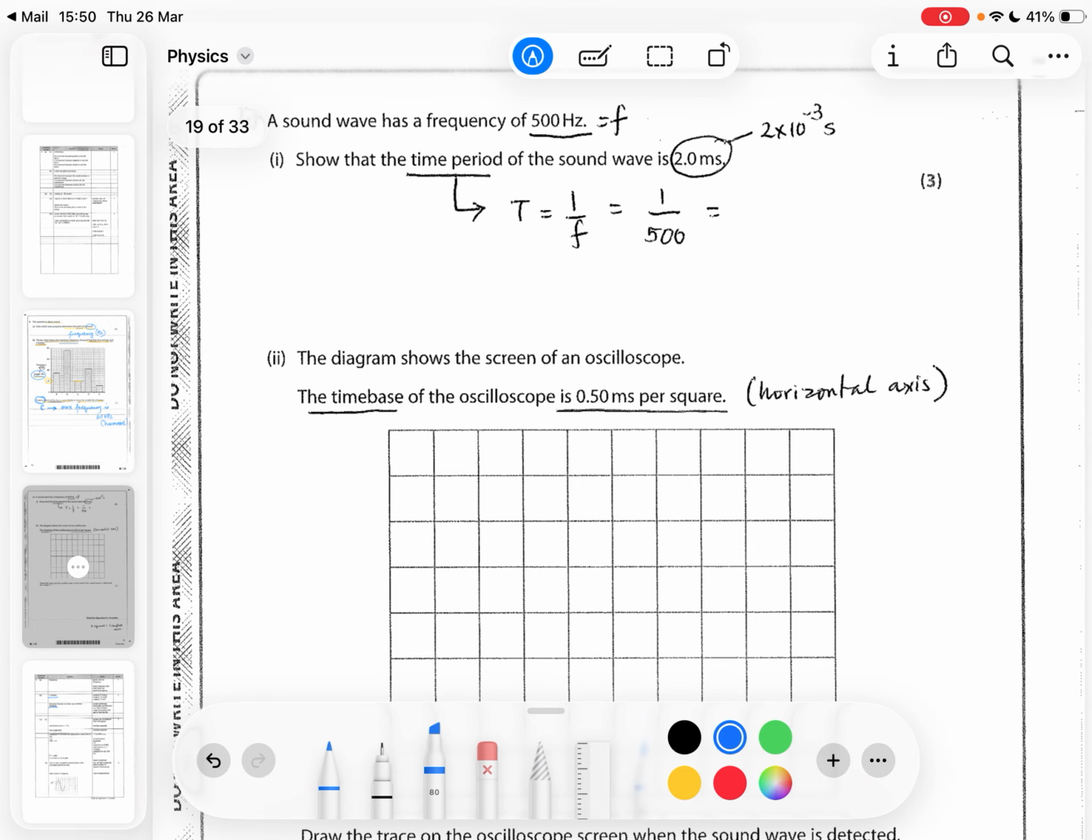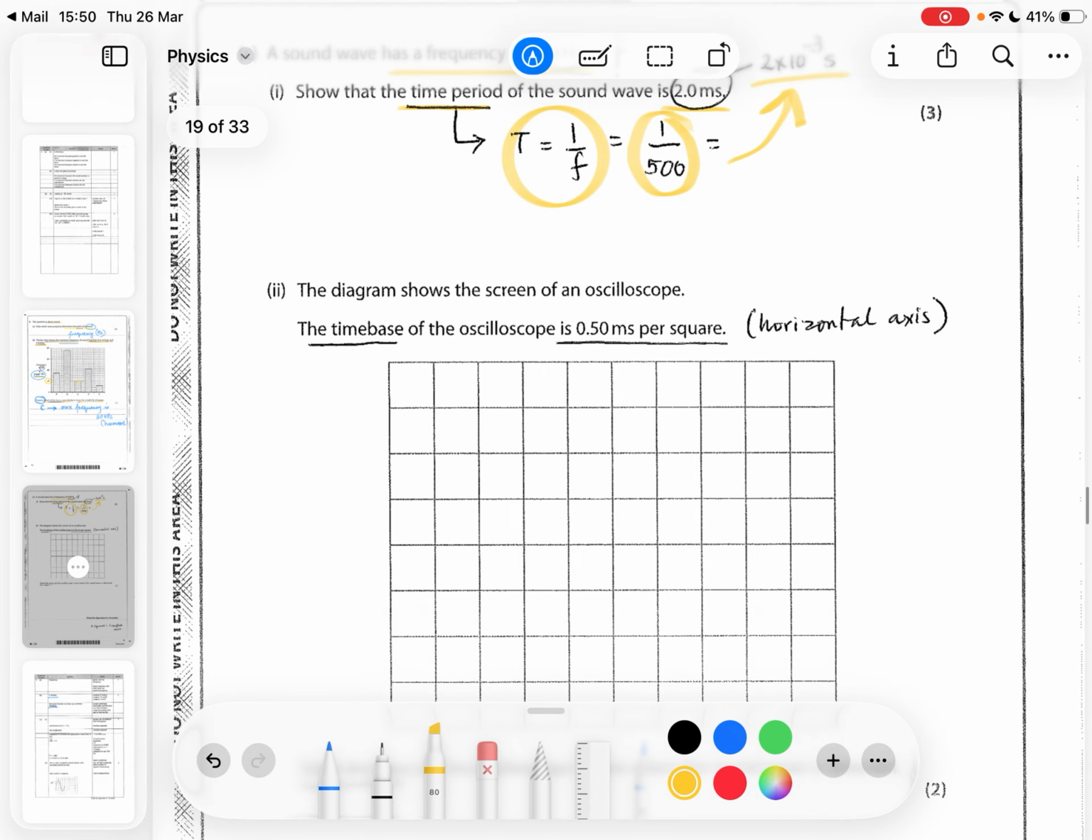Now we're going to look at a sound with a frequency of 500 hertz, and we're going to show that the period is about 2 milliseconds. Well, T equals 1 over f. So 1 over 500, if you put it in there, you will get that answer. You can leave it in standard form.